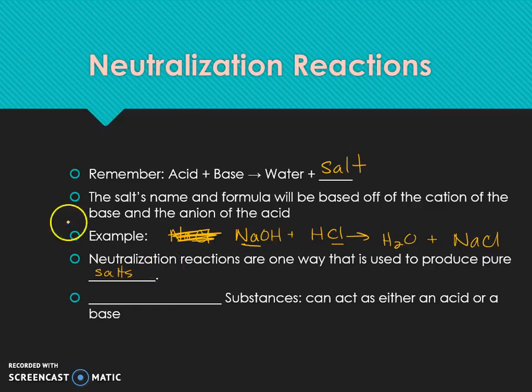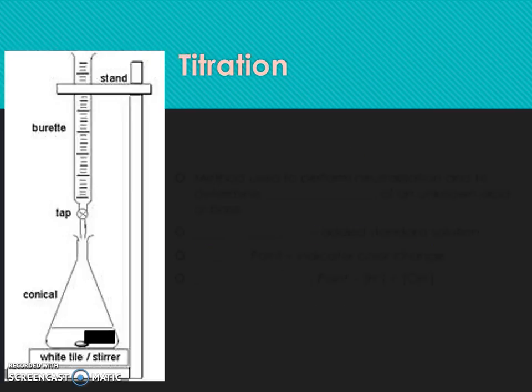And then amphoteric substance. An amphoteric substance is something that can act as either an acid or a base. So water is an amphoteric substance. It has a pH of 7. It can act as an acid if it's mixed with a base, and it can act as a base if it's mixed with an acid, just because of the pH differences.